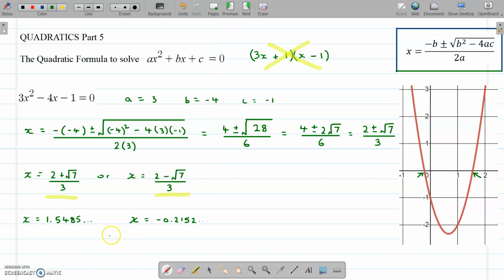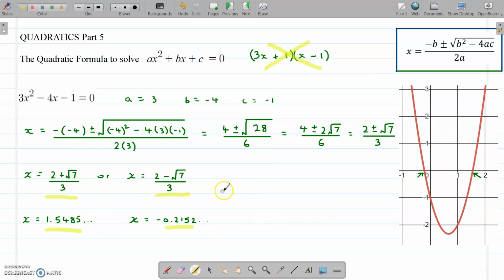Now just to give you an idea to see where those points are, if you look at the graph, that one certainly does look around minus 0.2, doesn't it? And this one here is a little bit over 1.5, and that's in fact what it is.